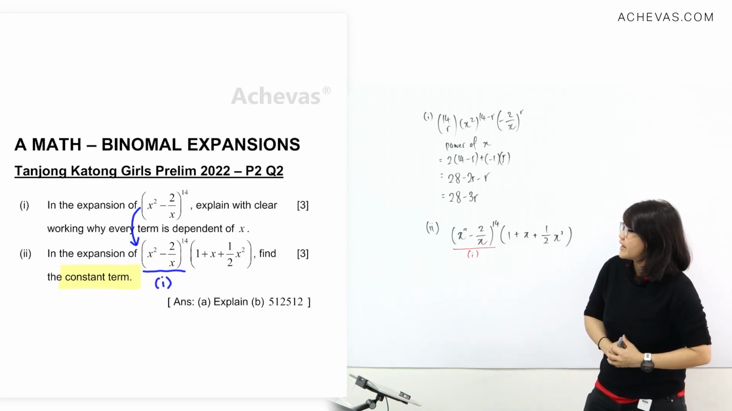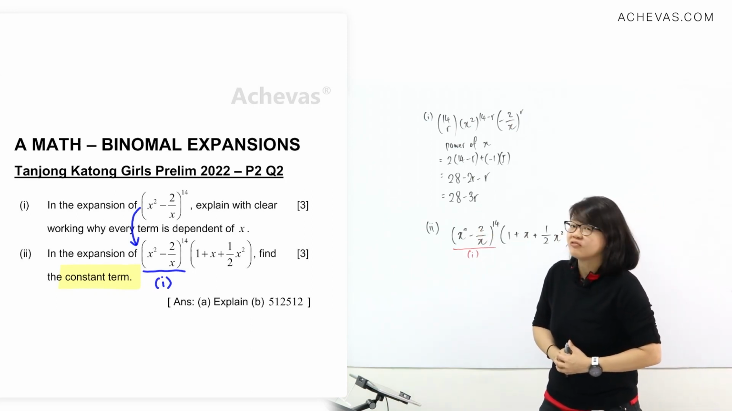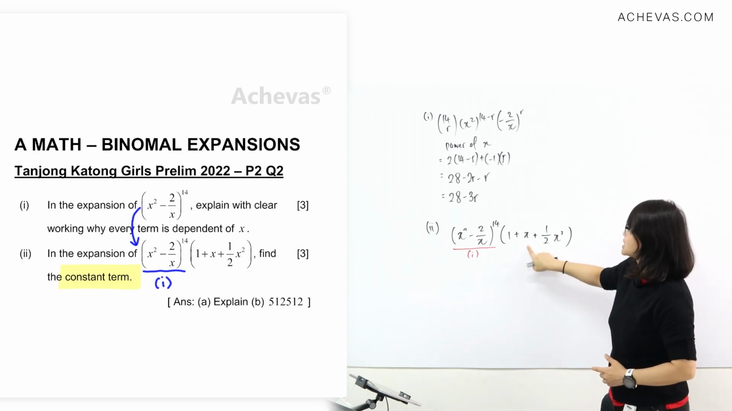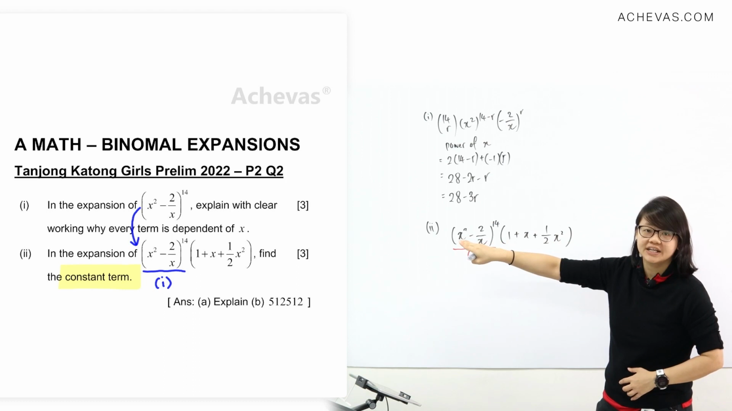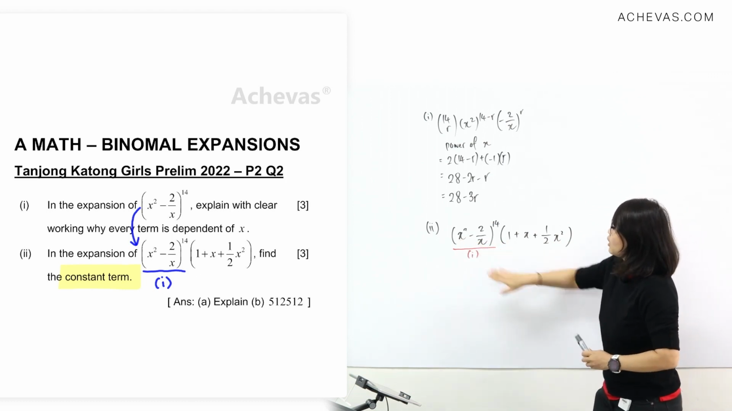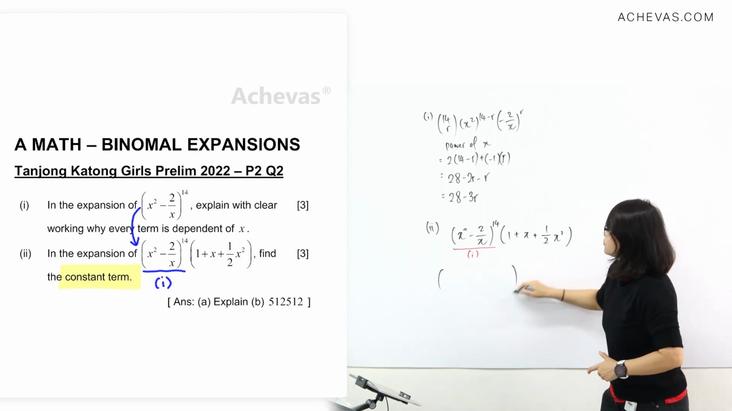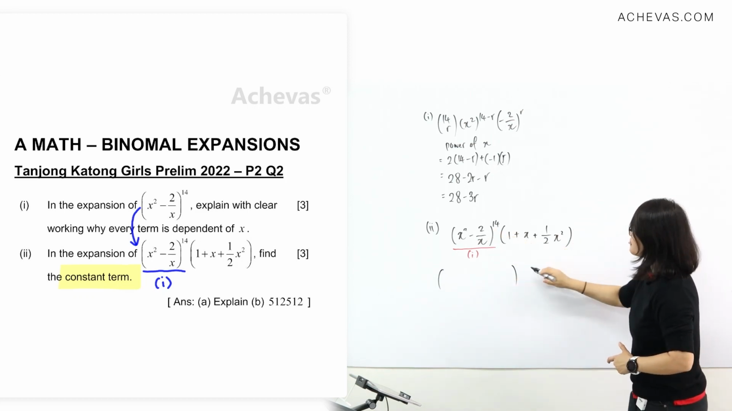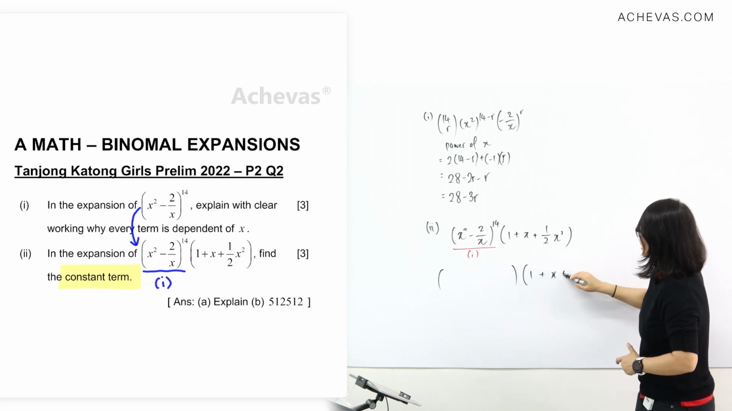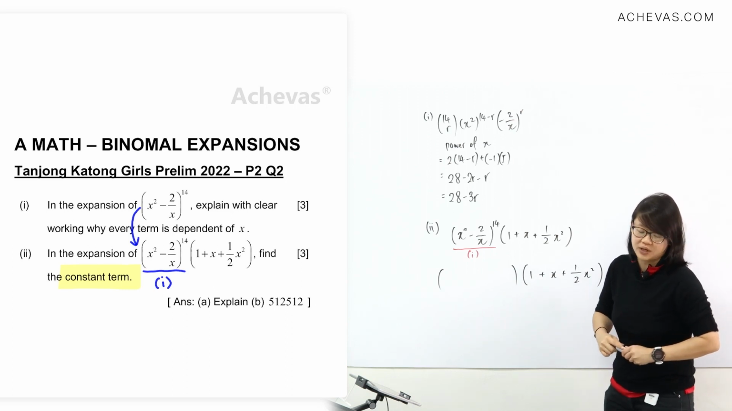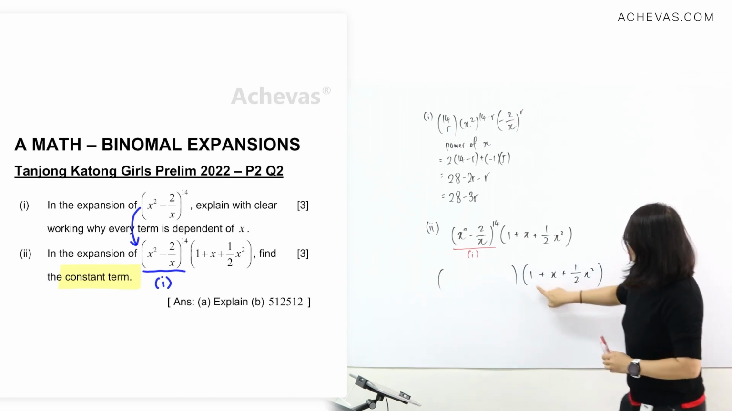We have the expansion of (x squared minus 2 over x) to the power 14, which is from part 1, multiplied by (1 plus x plus half x squared). Find the constant term. Now we're going to link these two together. So part 1 will give you an expansion of many terms because it's power 14. You will have 15 terms over here. So we are going to try to link so that we get a constant term when we multiply these two brackets together.